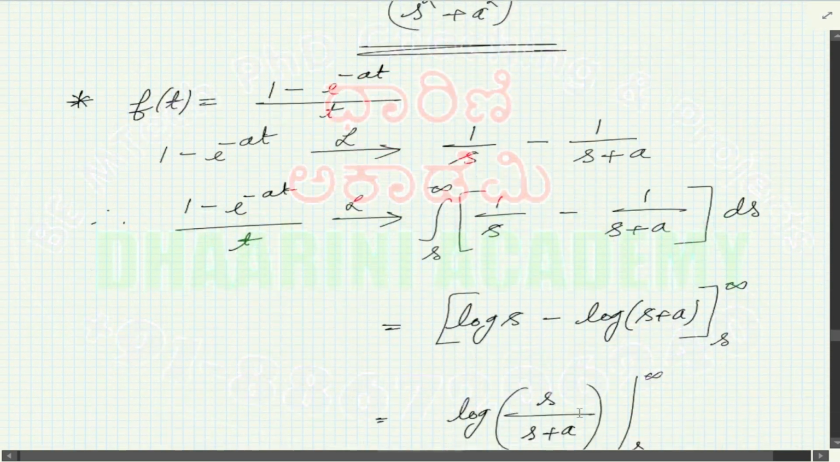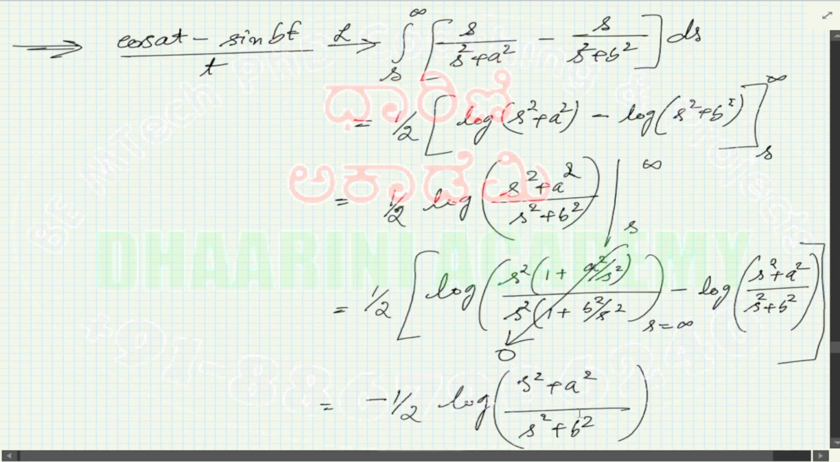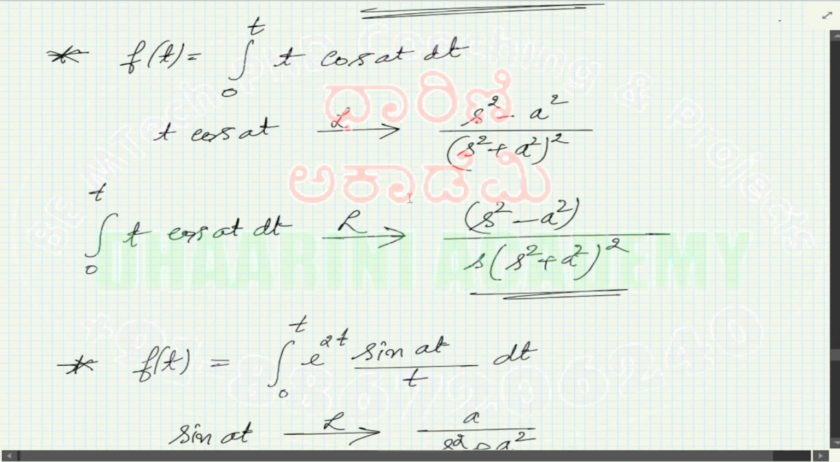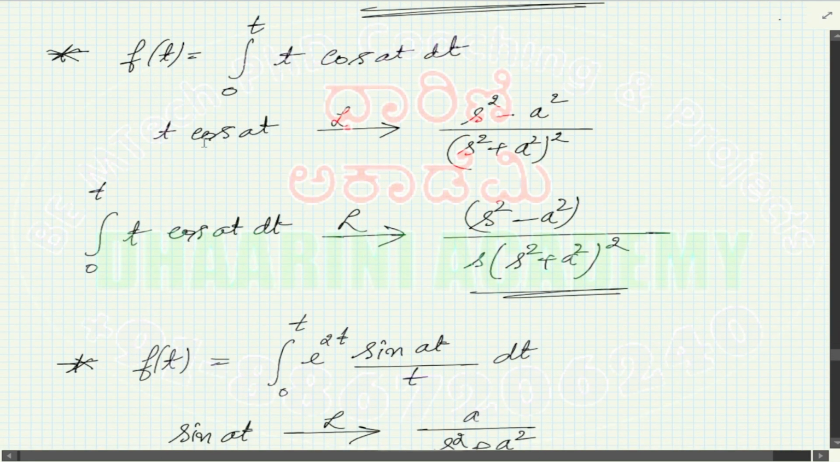Yes. So now we can observe that in this question, the question itself says f of t is integration 0 to t into cos at dt. So t cos at is our function. I am integrating that. So first I need to find what is the Laplace of t cos at. So how to find out t cos at? I wrote the answer directly, but you can verify it. How do you find out t cos at?